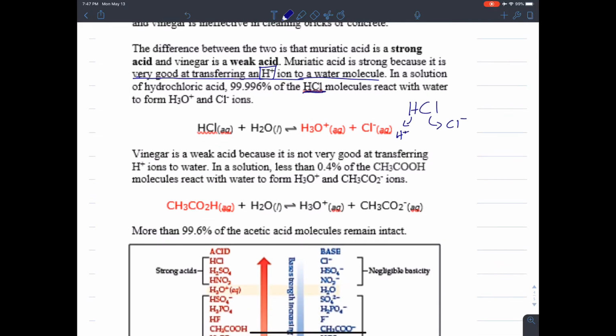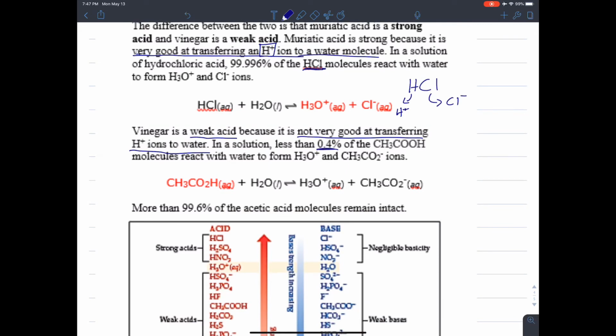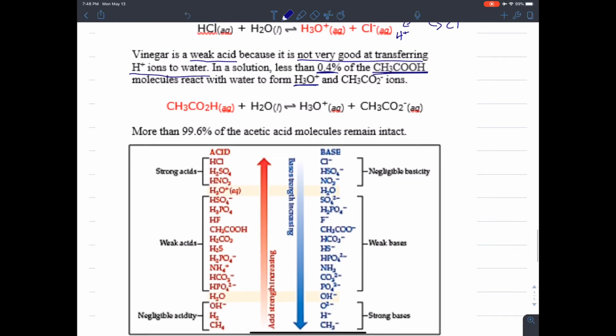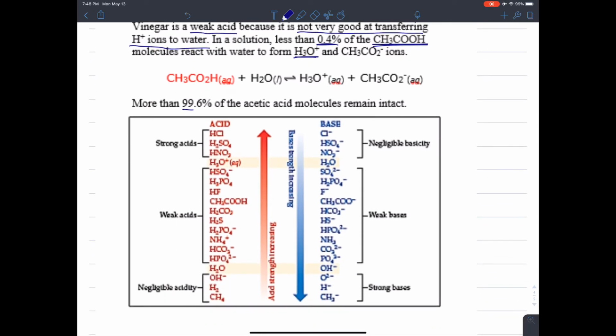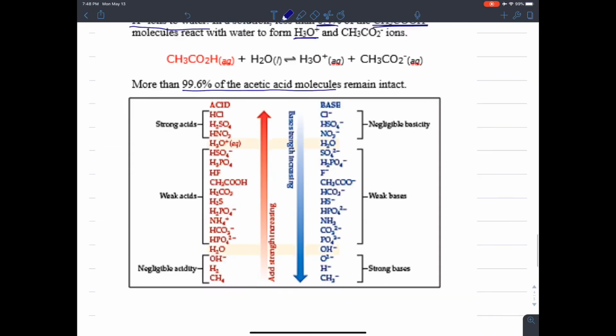A weak acid, on the other hand, like vinegar, is not very good at transferring H plus ions to water. So a very small amount of the molecules react with water and form H3O plus. That's because the bond strengths in this molecule are stronger than HCl. They're holding those bonds on tighter. So most of those acetic acid molecules are going to stay intact and they're not going to separate.